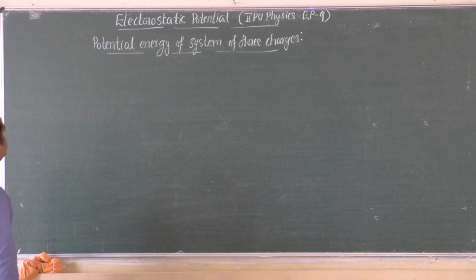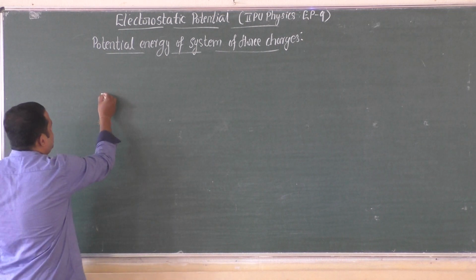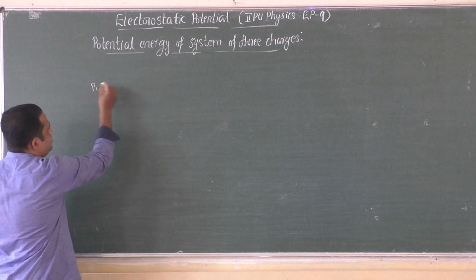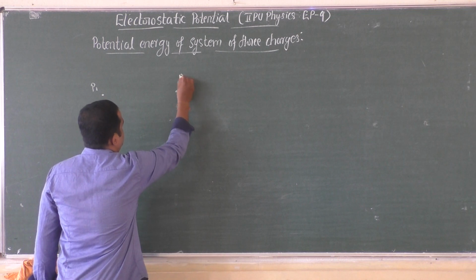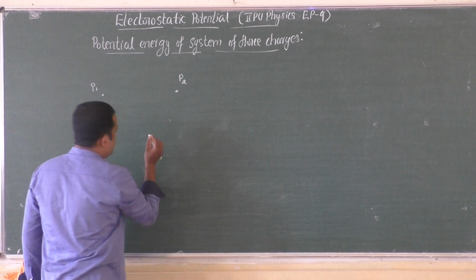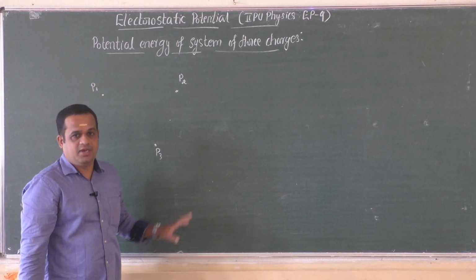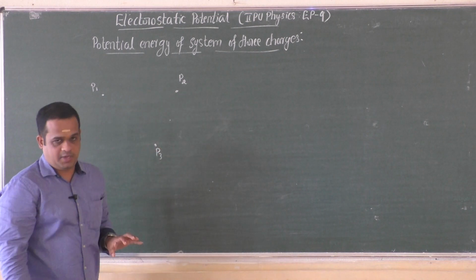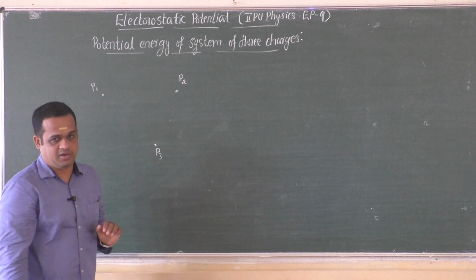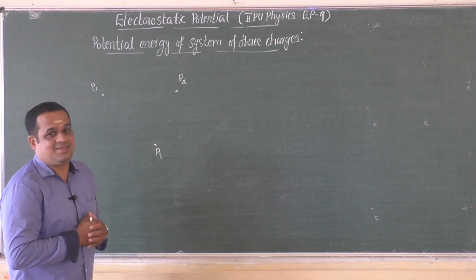Now, let us consider three different points. Let P1, P2 and P3 be the three points in space. There is no electric field, it is just three points in space. There is no external electric field. Now we want to form a system of three charges.